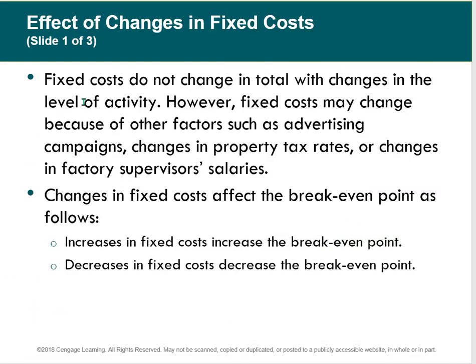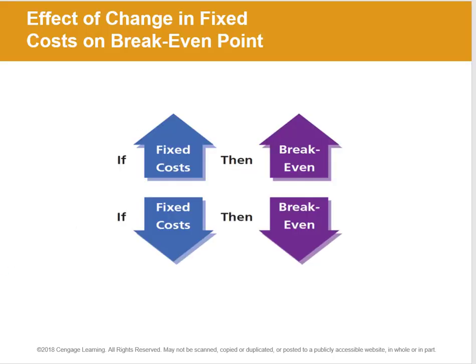Now fixed costs do not change in total with changes made in the level of activity, but they might change because you change your advertising, property taxes change, supervisor salaries change, so they do affect the break even. If you increase your fixed cost, your break even is going to go up. And if it goes down, then your break even goes down. Okay? That makes sense though? You've got a bigger nut to cover, so you've got to sell more.